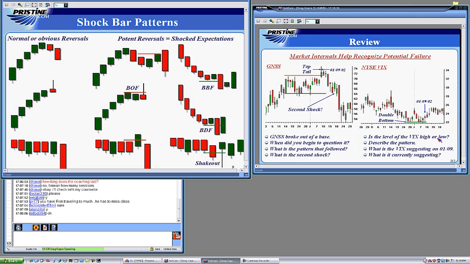So at the time, back in 2002, this was a low level for the VIX, which was a warning. Again, the pattern was the double bottom. It was suggesting that it was going to move up at that time. And the sideways consolidation after a strong move up suggests that it's going to go higher. And so it consolidated at this pivot high.